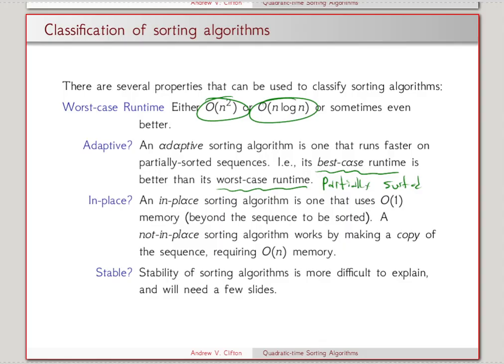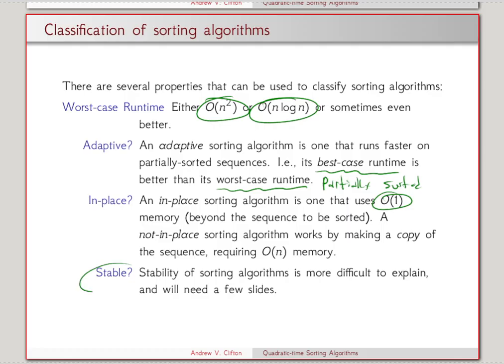Another thing we can ask is: is it an in-place sorting algorithm? An in-place sorting algorithm is one that uses O of 1 extra memory, which means it operates on the sequence itself. It doesn't copy it into a separate place or need some giant temporary array or something like that. It just manipulates the sequence that it's given.